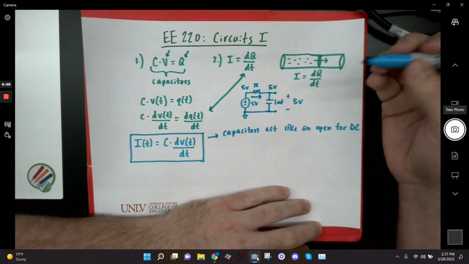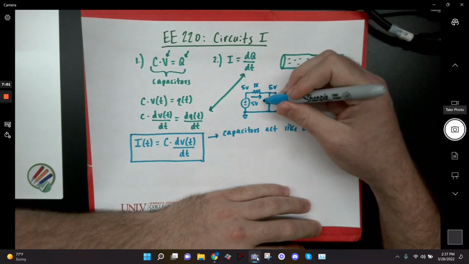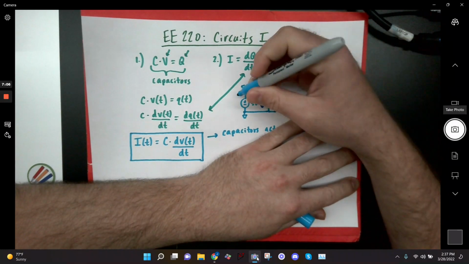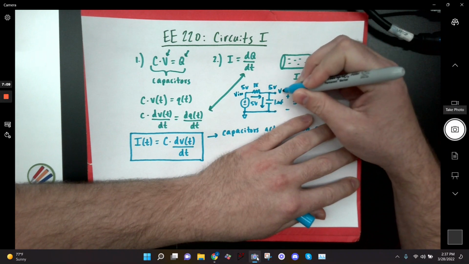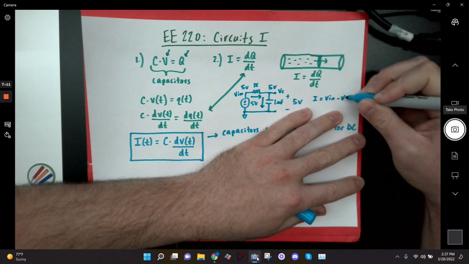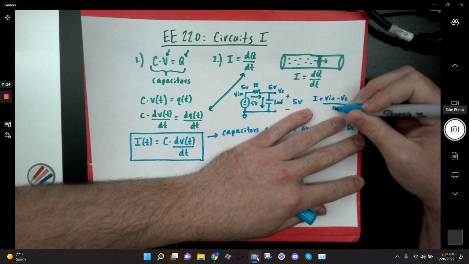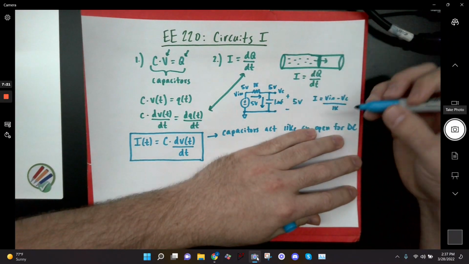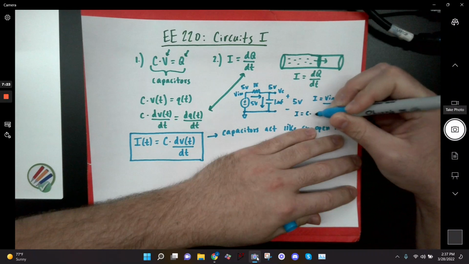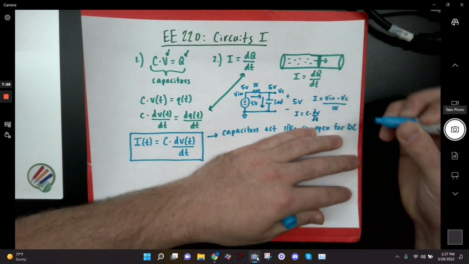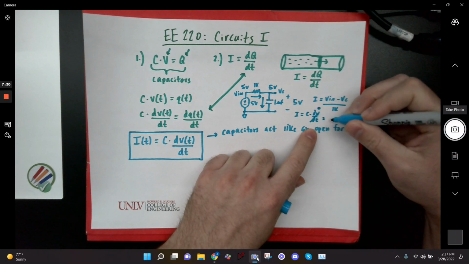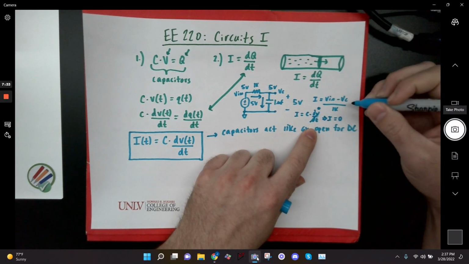So you can look at this in two ways, right? My current I is equal to, let's call this Vin, and we'll call this Vc, basically Vin minus Vc over 1K. But if Vin and Vc are equal, then my current is 0, right? But also, I know that the current through my capacitor is C times dV/dt. And since my voltage isn't changing, this is 0. So in both of these cases, I get that I equals 0, basically.